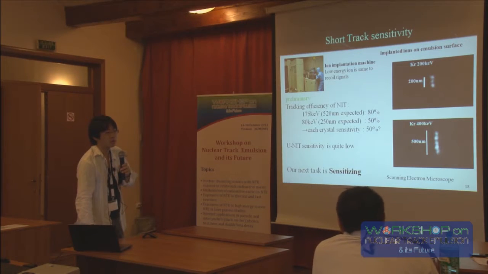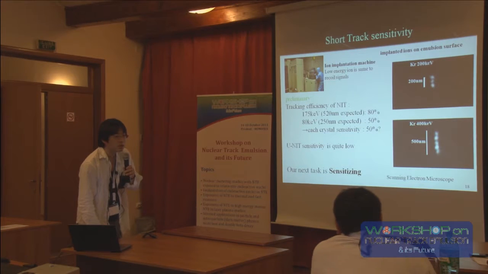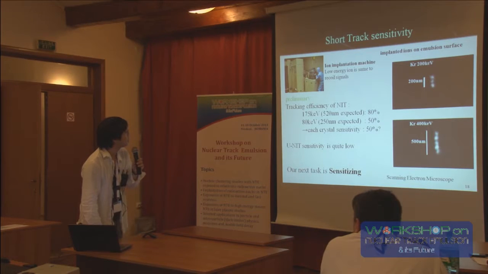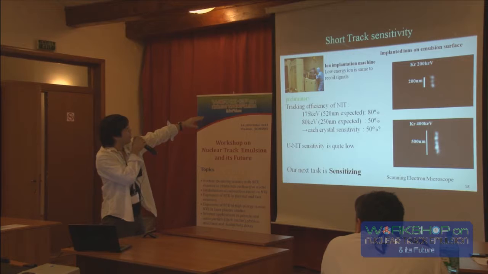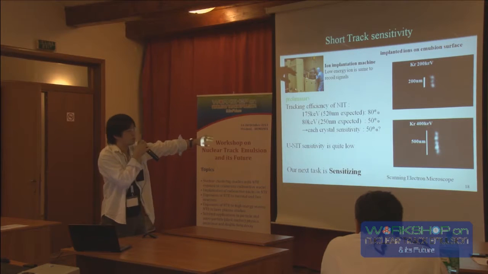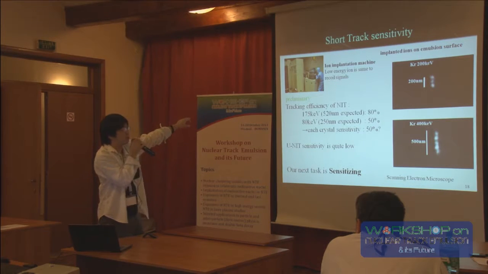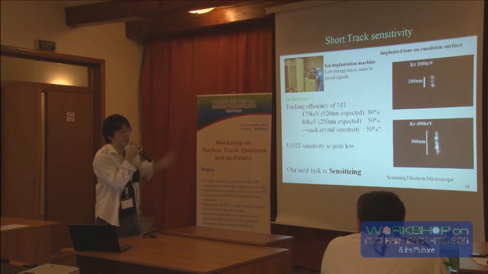What is the charge state of krypton? Charge? Degree of ionization of krypton. Krypton +1, +2? The upper one is +1 and the bottom one is +2, because the facility can only accelerate to 200 keV.